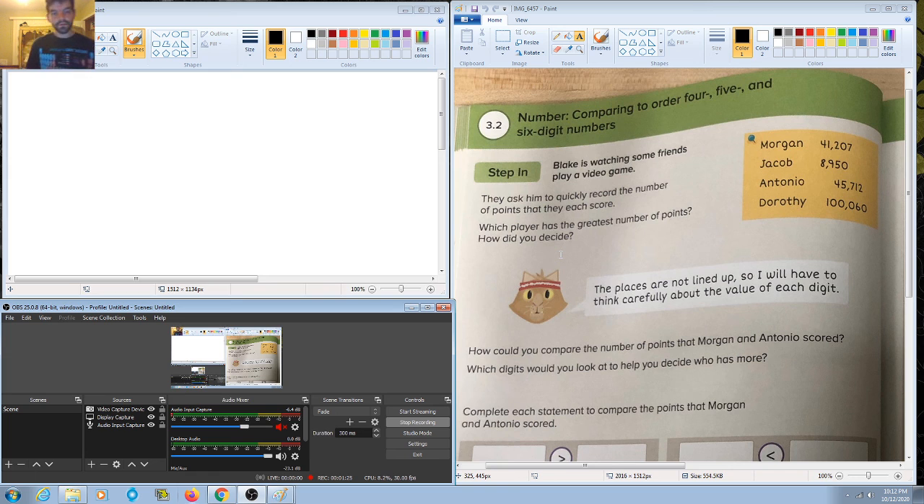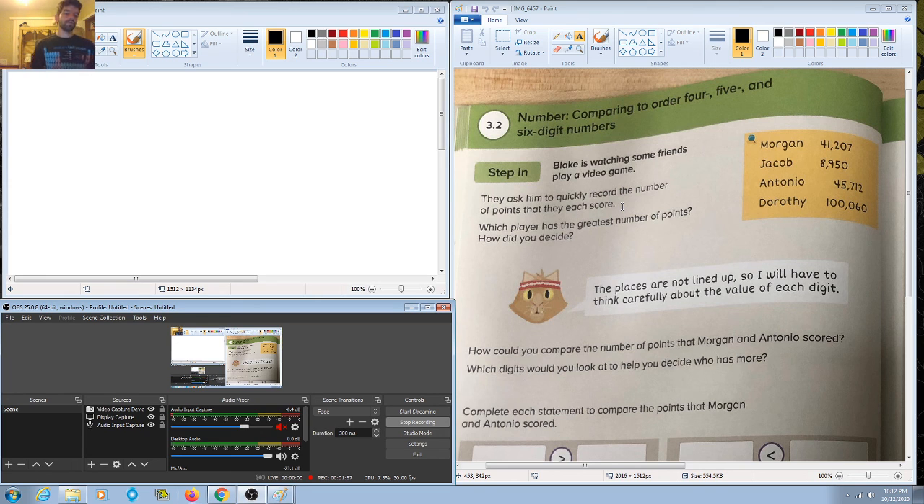Okay, so let's go ahead and hop into the step-in question. It says Blake is watching some friends play a video game. They ask him to quickly record the number of points that they each score. Which player has the greatest number of points? How do you decide? The cat here with the headband says that the places are not lined up, so I will have to think carefully about the value of each digit. Tip number 1: the highest number of digits will automatically make the highest value.